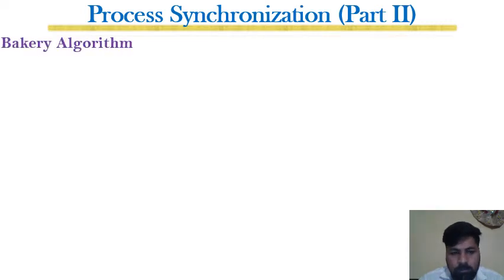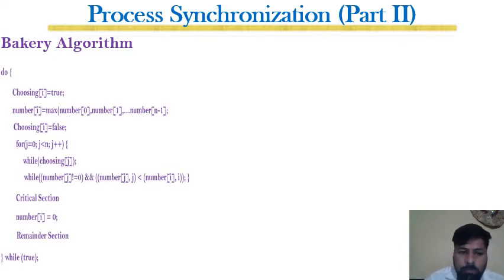Now consider the actual algorithm, that is the Bakery algorithm, and let's see its pseudocode. So this is the code for any process Pi, where i is the process number. It can be 0, 1, 2, 3, and so on. For Pi, we have a do while loop. It just shows that as long as Pi wants execution, it should execute, right? In the do while loop, the first step is choosing at i is equal to true. So in the choosing array at index i, the value will be true, and number at i is equal to the maximum of all the numbers that exist in the number array, plus 1, and this value will be assigned to number at i, right?